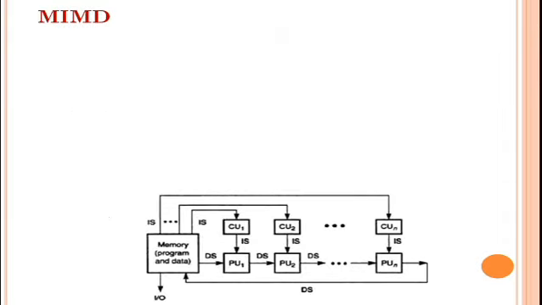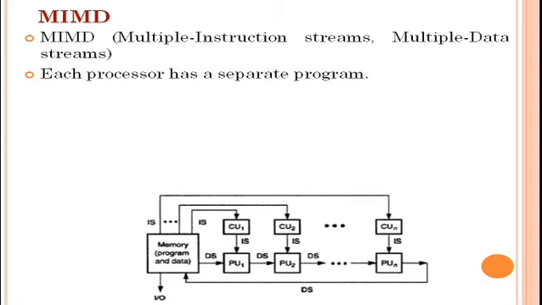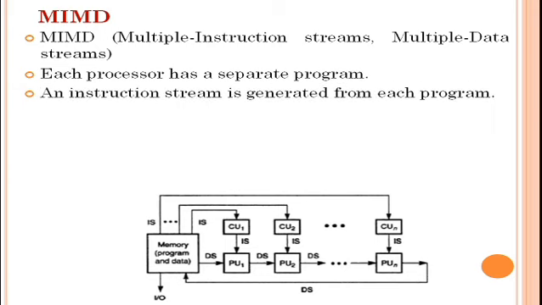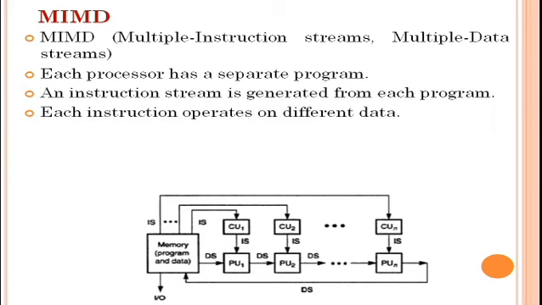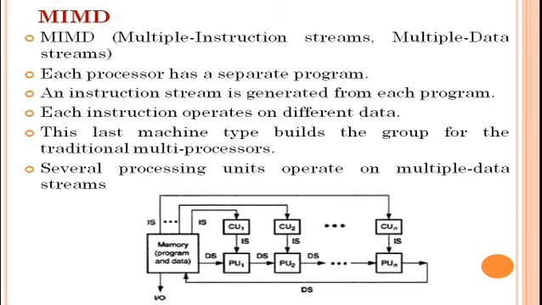Now coming to MIMD, that is multiple instruction streams and multiple data streams. Each processor has a separate program and an instruction stream is generated from each program, and each instruction operates on a different data. So this last machine type builds the group for the traditional multiprocessors, and several processing units operate on multiple data streams here.